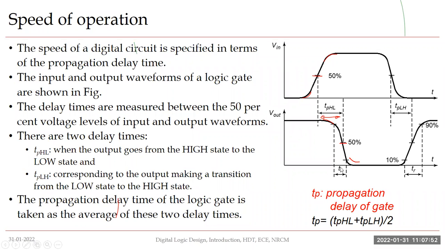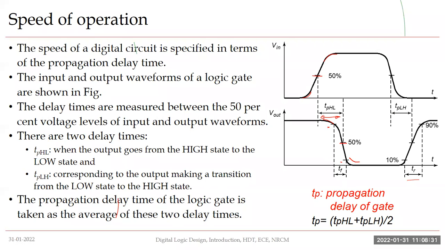And in fact, we have two more terms, rise time and fall time. The time taken from 10% value to 90% value is called rise time. Similarly, the time taken for the output to change from 90% to 10% is called fall time. The propagation delay is calculated in terms of tPHL and tPLH, the 50% transition between input and output.